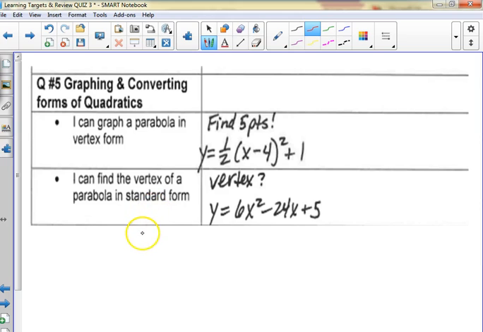Can you graph a parabola? Find some points. You get to use your calculator, so you'll be okay there. What about this? How do you find the vertex of this guy? Without using your calculator, maybe?